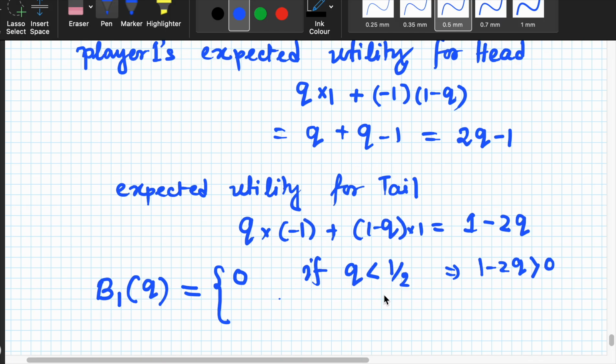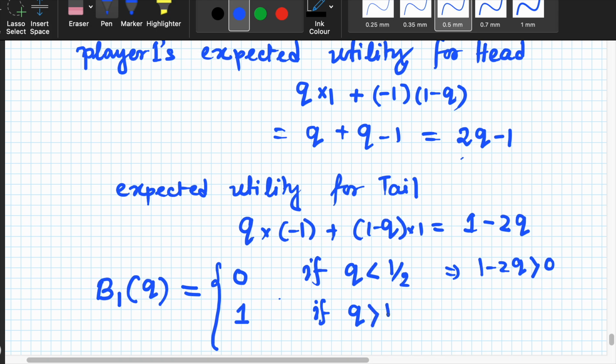It means if q is less than half, then by playing tail it will get 1 minus 2q, which is a positive number, which means 2q minus 1 is a negative number. So for q less than half, it will get a positive utility by playing tail, and a negative utility by playing head. So the best response for q less than half is to play tail, because by playing tail it will get a positive utility.